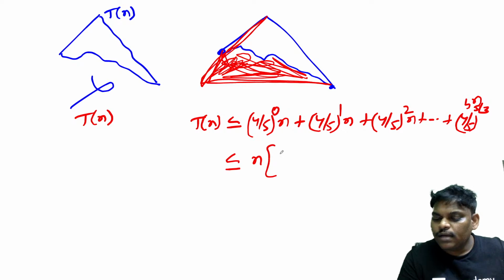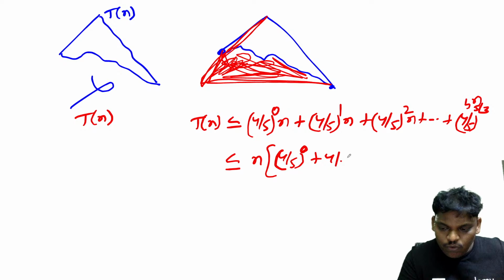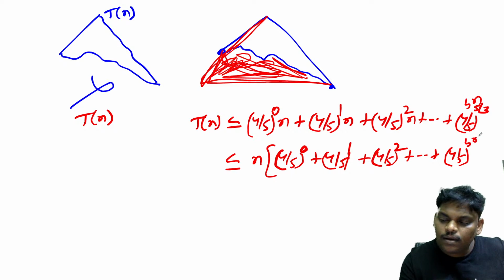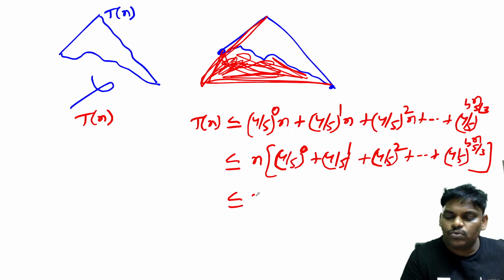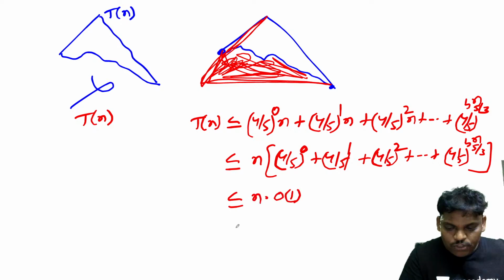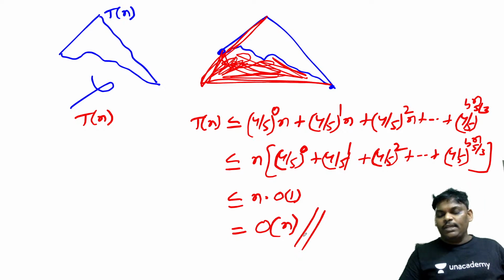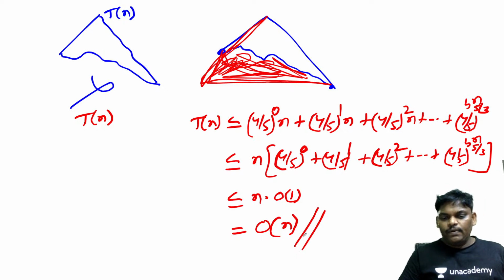If you see this, (4/5)^0, (4/5)^1, (4/5)^2, and so on, up to (4/5)^(log n base 5/2). This goes to n times a constant, and because of the upper bound, it is big O of n. You added something extra, so it is big O. The actual thing I cannot calculate at all.